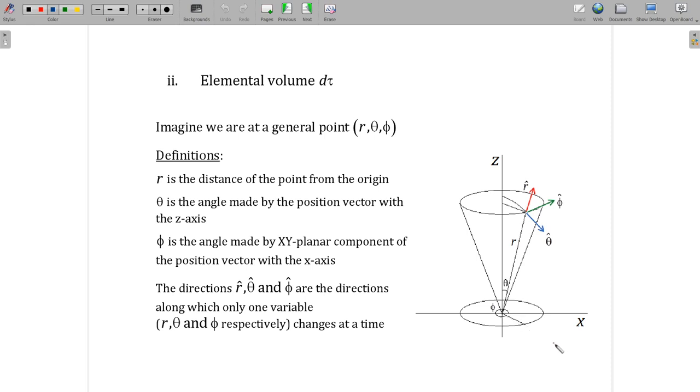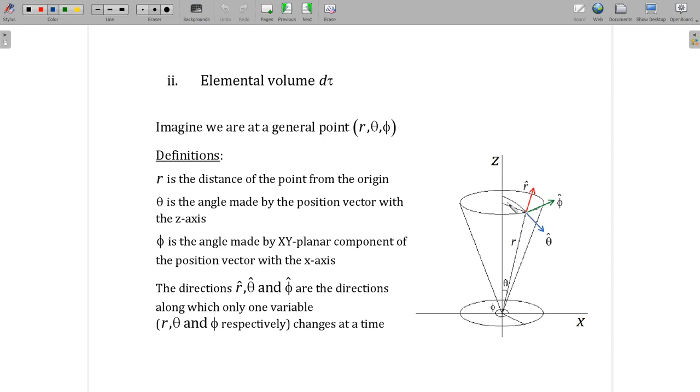Of course you might think that I'm going too fast, but you can pause the video and think about these things, because thinking about them on your own will really make you appreciate and learn. So r cap is the direction in which, if I move in that direction, r increases, but phi and theta remain constant. You can have a similar discussion for theta cap. If I increase theta, I've drawn this curved line over here to denote the path.